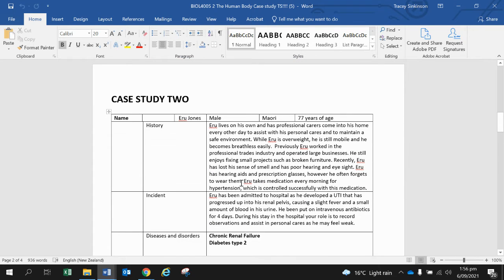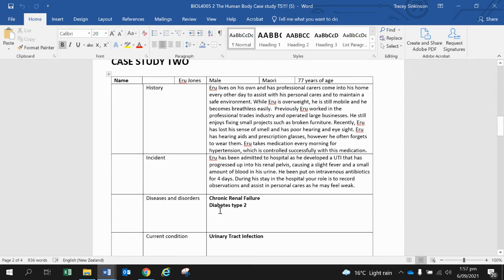So I'll scroll up. We've just put in a case study to make it a little bit more exciting. And this will help you answer the wellness section as well. So this is a little bit about Eru. He's male, he's Maori, he's 77, a little bit of information about him and why he's in hospital. He's in hospital because of a UTI, but he also has existing conditions such as chronic renal failure and diabetes type 2. But you won't be going back to this case study until you need to answer the health and well-being of Eru. Now he's been admitted to hospital for 3 days, including the weekend.